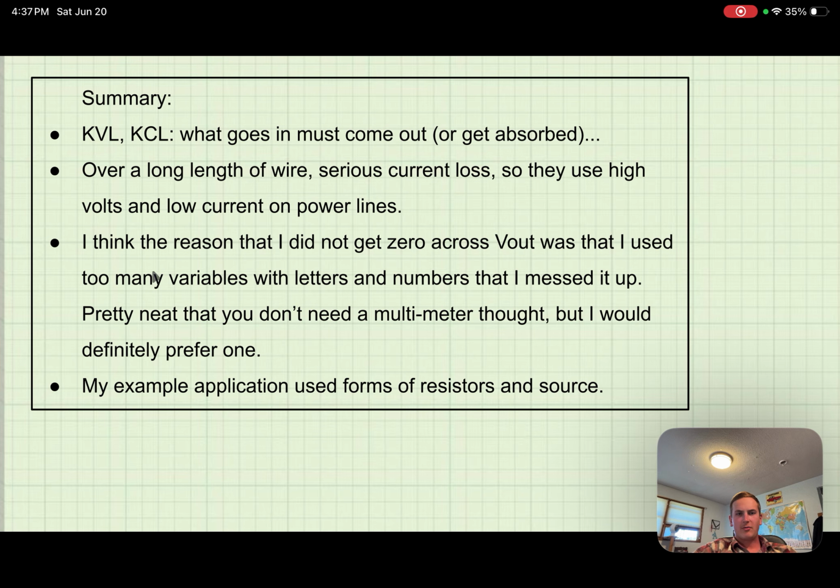Yeah, a little bit more reflection. I think the reason I didn't get 0 on the volts out is because I used too many variables with the letters and the numbers, and I probably just swapped one somewhere. I didn't really do the entire thing, so I don't actually know where that was, but that's my guess.